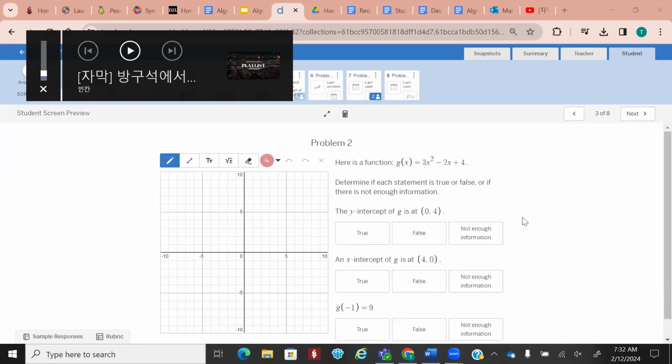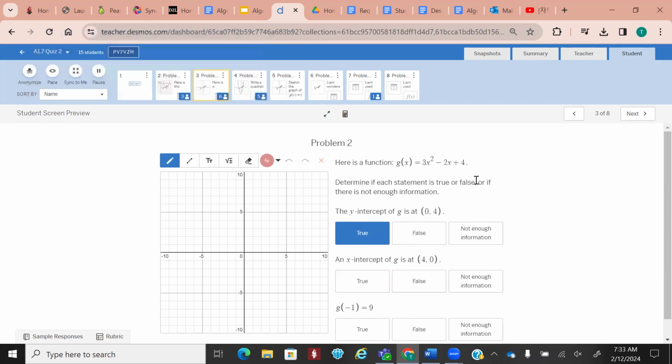Here's the function. Determine if each statement is true. The y-intercept is (0, 4). Yes, that's true. The x-intercept is at (4, 0). How could we have figured this one out? Could you have graphed it? The answer is yes. So if we graphed it, like we typed it into Desmos.